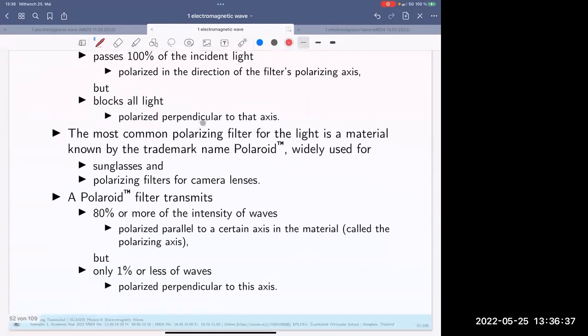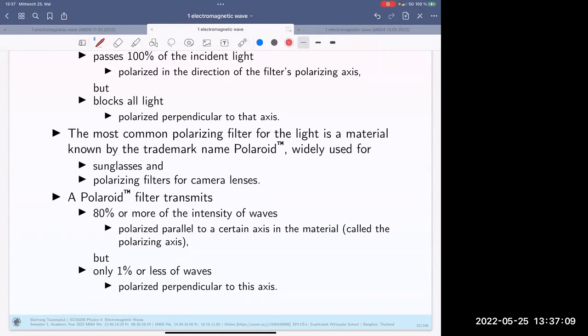The most common polarizing filter for light is a material that is known by the trademark Polaroid. I don't know whether you have seen this one, but once we complete the first chapter, I will ask your co-teacher so that we can have a chance to go to the physics laboratory at the school, so that you have a chance to do some experiments.